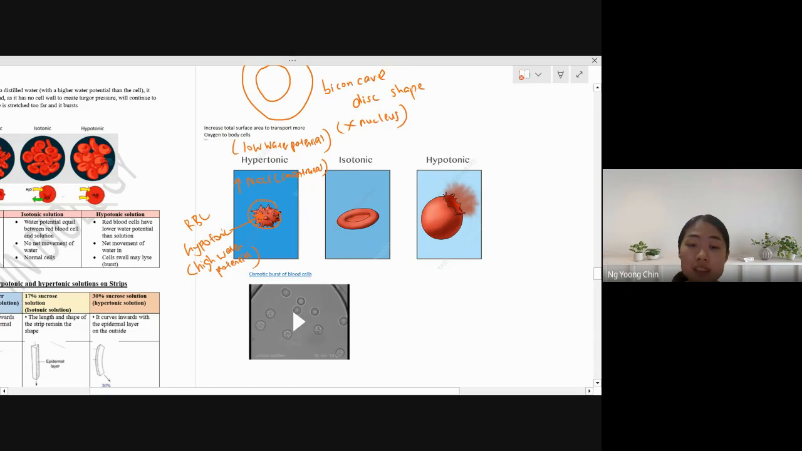So this will cause the red blood cell to appear in this shape. See? This shape. This is what is meant by the crenation of the red blood cell. In this condition, the red blood cell loses its water and appears in this star-like shape. So it is known as crenation of the red blood cell, or sometimes referred to as a crenated red blood cell.